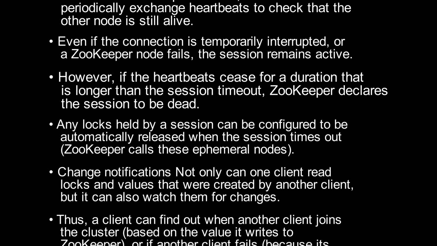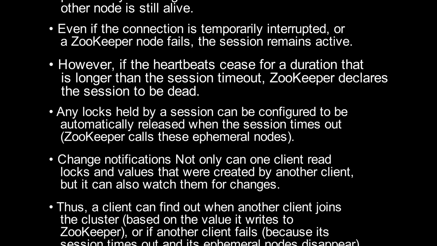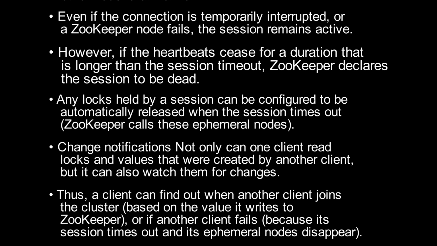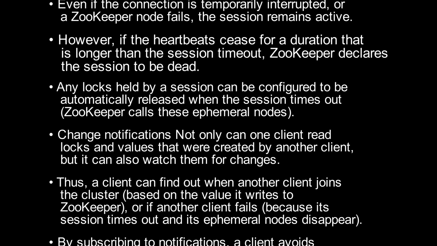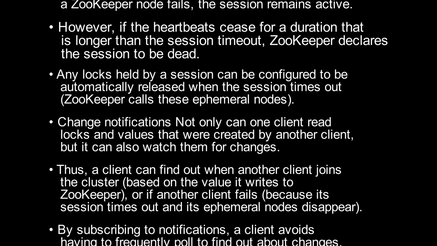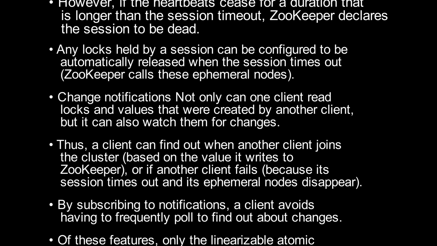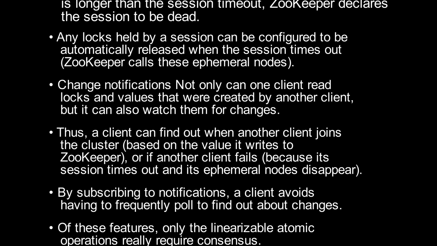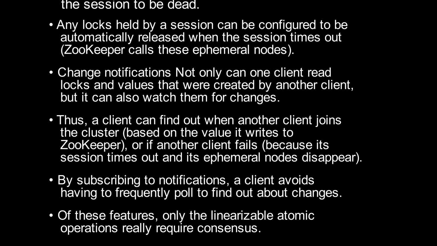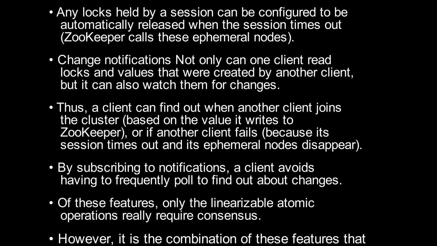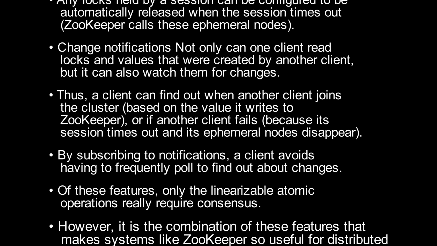Change notifications. Not only can one client read locks and values that were created by another client, but it can also watch them for changes. Thus, a client can find out when another client joins the cluster, based on the value it writes to Zookeeper, or if another client fails, because its session times out and its ephemeral nodes disappear. By subscribing to notifications, a client avoids having to frequently poll to find out about changes.